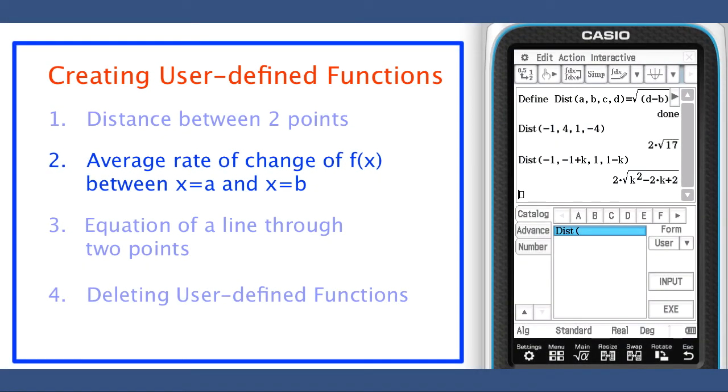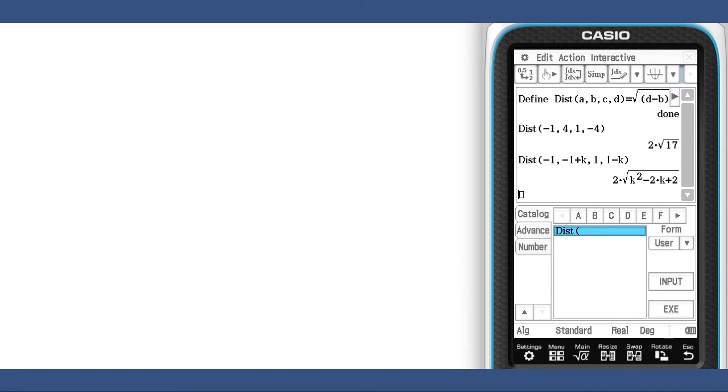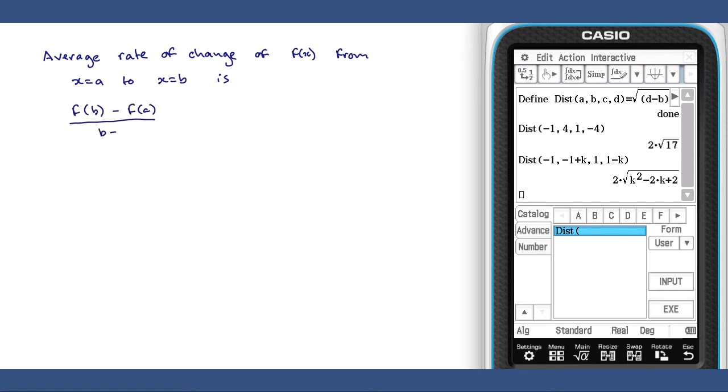Next, we are going to create an average rate of change function, which will refer to a function f of x and find the average rate of change between x equals a and x equals b. The structure required is f of b take f of a over b take a. First, we create the structure within our ClassPad.